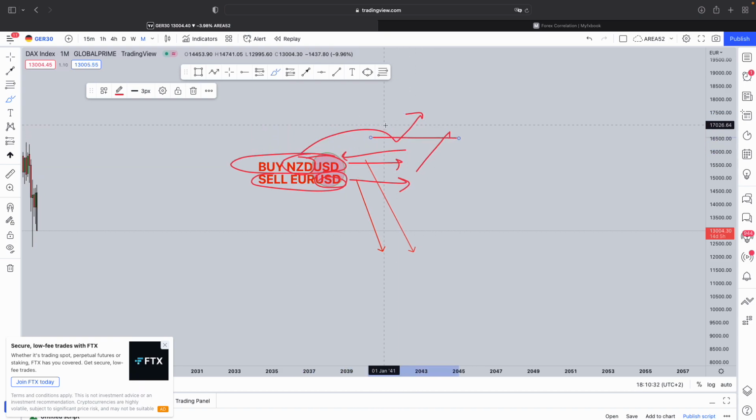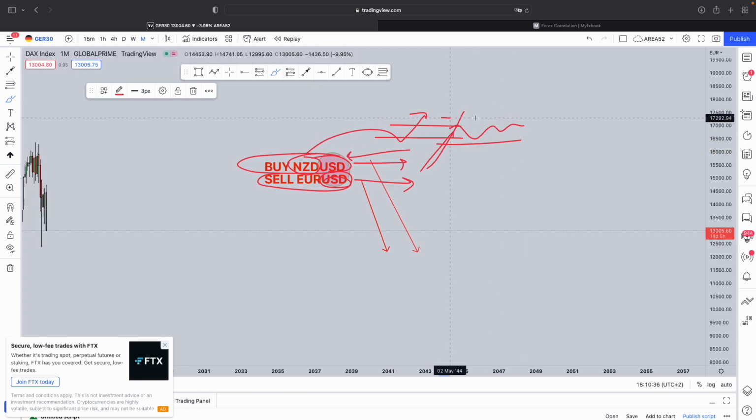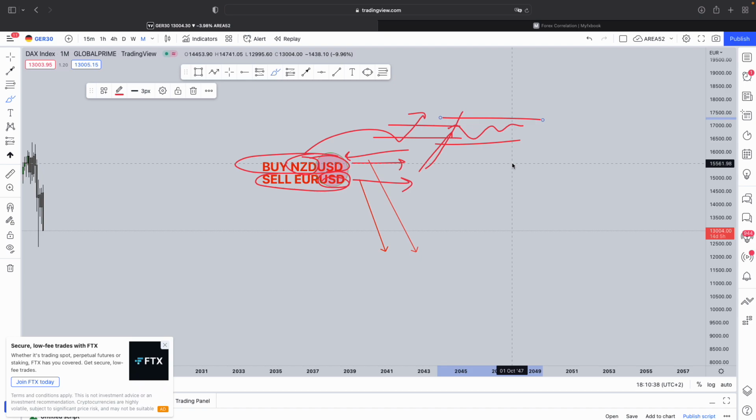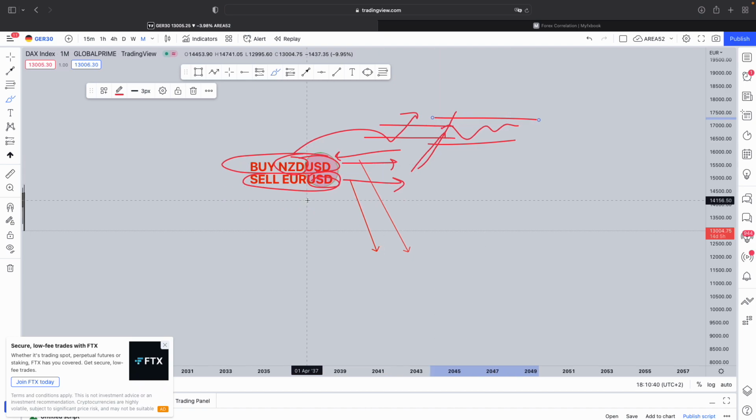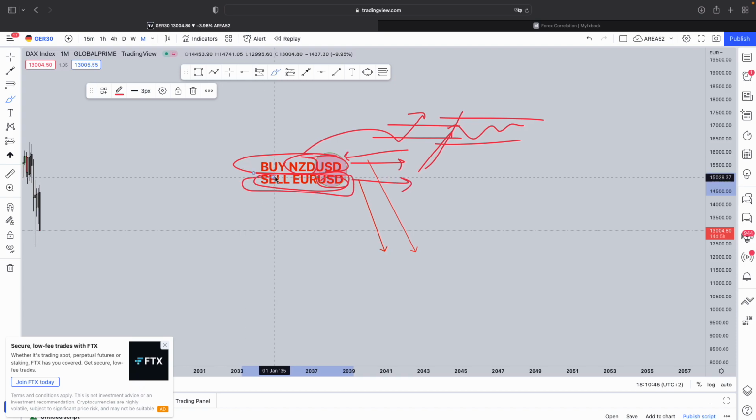The market isn't going to be that aggressive in terms of the move to the upside. You might see some consolidation take place because it's quite difficult for investors to decide which way they want to move the market. However, the Euro USD pair will still continue to move to the downside.